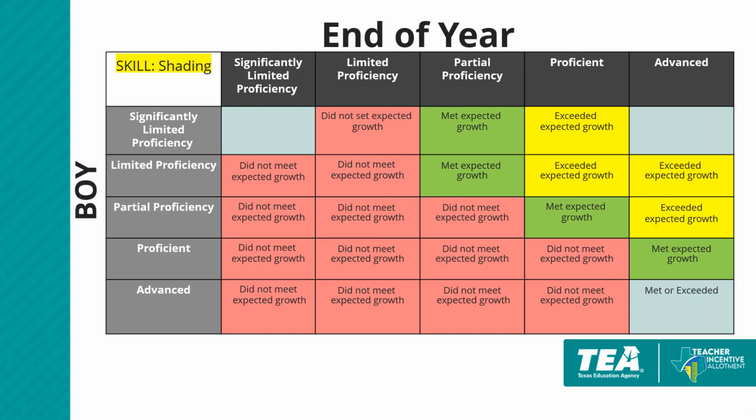So then this chart shows the growth made from the beginning of year to the end of the year in just the skill of shading. If you look at the left column where it says BOY, beginning of year, and then the top row where it says end of year, Denise exceeded her goal of partial proficiency and ended the year at proficient. Scott met his goal and ended the year at partial proficiency in shading. So a chart like this should be completed for each skill.